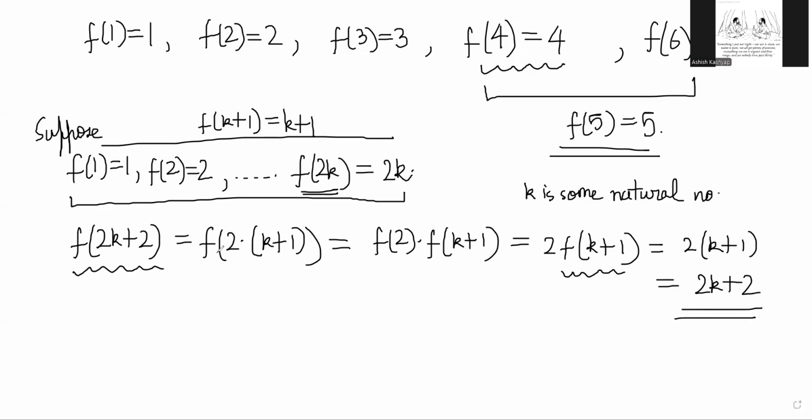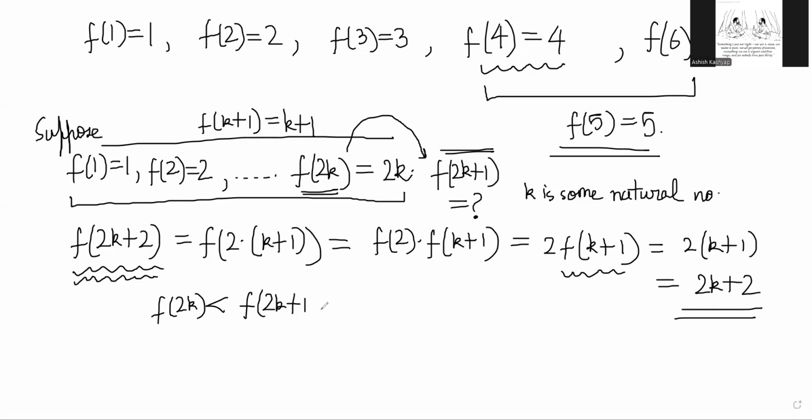But that doesn't do our induction for us. For the induction step, I need to prove the next one, which is f of 2k plus 1. We have to show that f of 2k plus 1 follows the same pattern and is equal to 2k plus 1. What we have right now is f of 2k plus 2 is 2k plus 2. So now we will use the same logic that we did for f of 3 and f of 5. We will say that f of 2k should be less than f of 2k plus 1, which should be less than f of 2k plus 2.